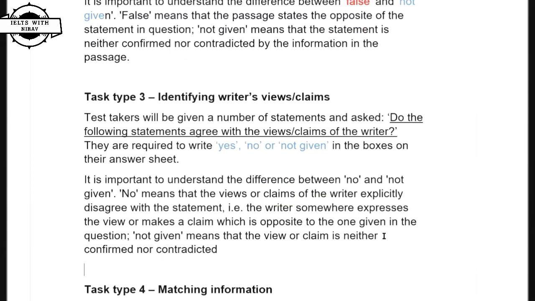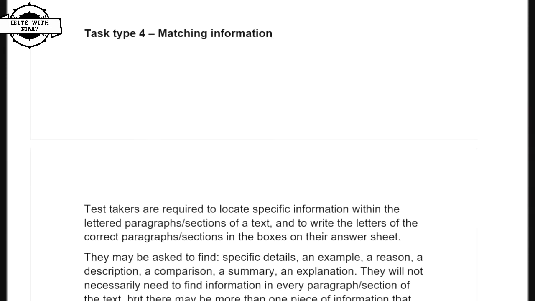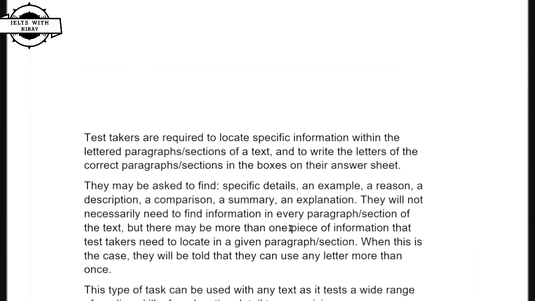Fourth type is matching information. So now let's have a look at it. Test takers are required to locate specific information within the paragraphs or sections of a text and to write the letters of the correct paragraph in the boxes on their answer sheet. They may be asked to find specific details, examples, reasons, a description, a comparison, or a summary. For this question type, I have already uploaded a video with tips. If you haven't seen it, the link is in the description. You must watch that video.